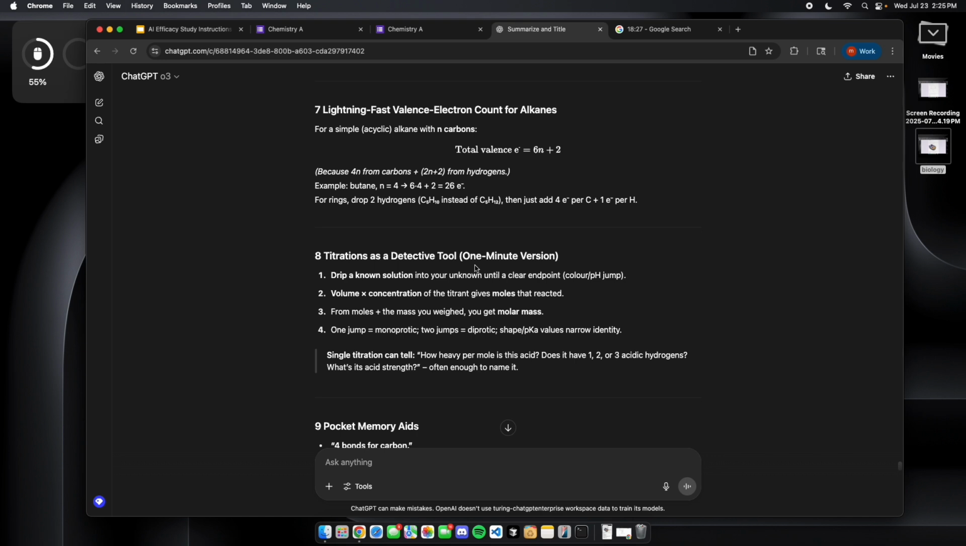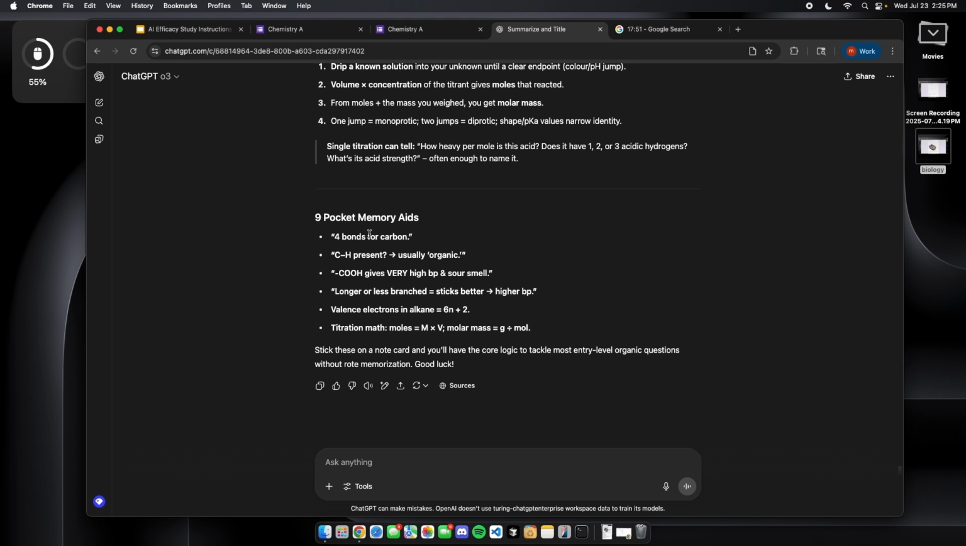Titrations as a detective tool, one-minute version. Drip a known solution into your unknown until a clear endpoint, something happens. Volume times concentration of the titrant gives moles that reacted. Moles plus the mass you weighed gives you molar mass. One jump equals monoprotic, two jumps equals diprotic. Shape and pKa values narrow the identity. A single titration can tell how heavy per mole this acid is, whether it has 1, 2, or 3 acidic hydrogens, and what its acidic strength is. Often enough to name it.